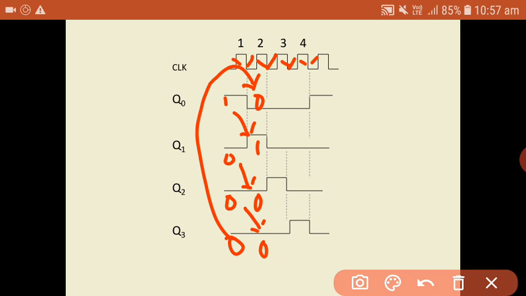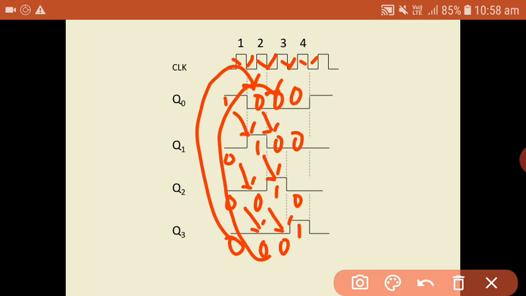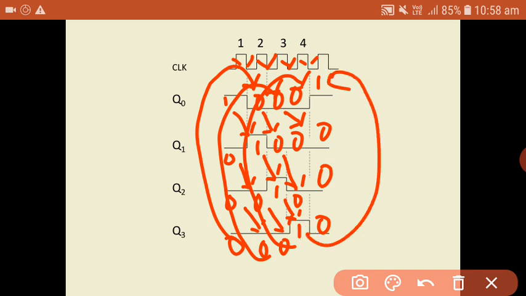Similarly, after the application of the second clock pulse, outputs will be 0 1 0 0. That means this 0 will be shifted here, this 1 will be shifted here, this 0 will be shifted here, and this 0 will be shifted here. Similarly, after the application of the third clock pulse, it will be 1 0 0 0. This 1 will be shifted here, this 0 will be shifted here, this 0 will be shifted here, and again this 0 will be shifted here. And after the application of the fourth clock pulse, again it will come back to its original position 0 0 0 1. Okay, again this 1 will be shifted here, 0 0 0 will be shifted like this.